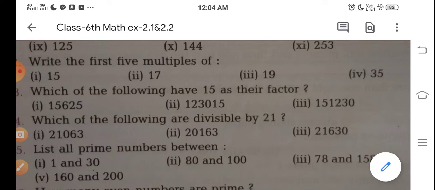Whichever number the question gives, for writing the first five multiples you read the table of that number up to five times, and then you get your answer.